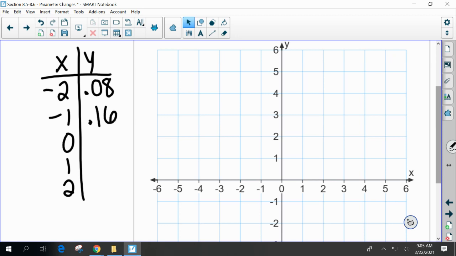And then 0 would be, we'll just say it's 0.33. 1 would be 2 divided by 3, so 0.6. And then 4 divided by 3, so 1.3. And again, you just have to do your best with graphing your decimals.